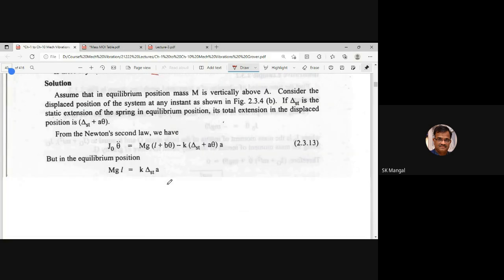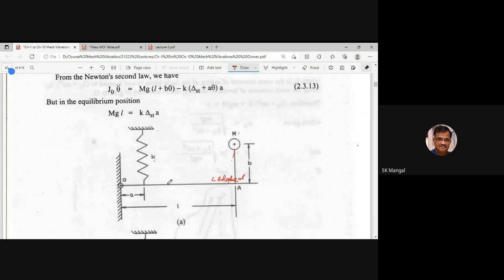Now the second part is whether there is any limitation on the value of B to have the system in vibration. So for that, let us go back to this one. Again, I will put a normal spring without the bell crank here. Suppose this is the original length of the spring, and when I put the bell crank as well as the mass here, it becomes horizontal here. So this is your delta ST.